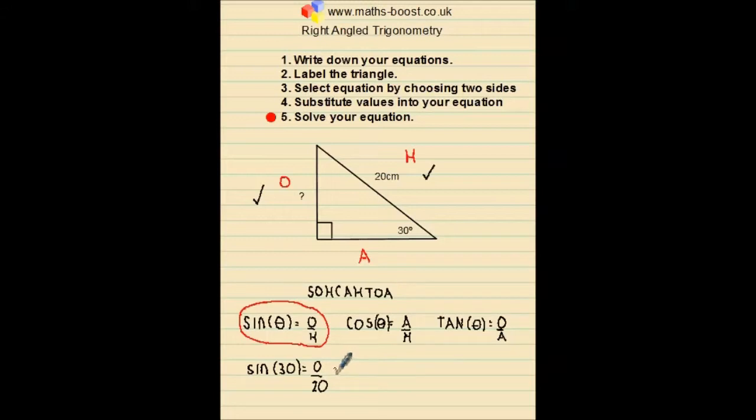I look at this equation and I can see that the unknown is part of a fraction, and in this case I know just what to do. I look at the denominator and multiply both sides by the denominator. I can see that the right hand simplifies, and so I'm just left with the opposite is equal to 20 times sine 30. I can put this into my calculator and I get the answer 10 centimeters.